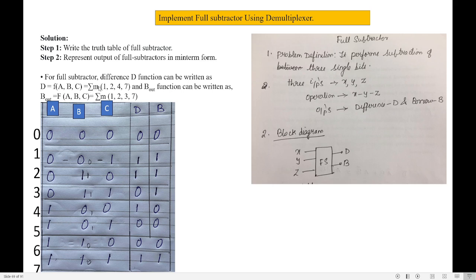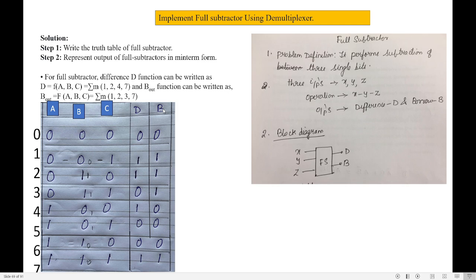So, sum of products: in which positions is the difference high? Can you see it is high in position 1. It is high in position 2. It is high in position 4. It is high in position 7. So what are the Minterms for difference? 1, 2, 4 and 7. 1, 2, 4 and 7 for difference.